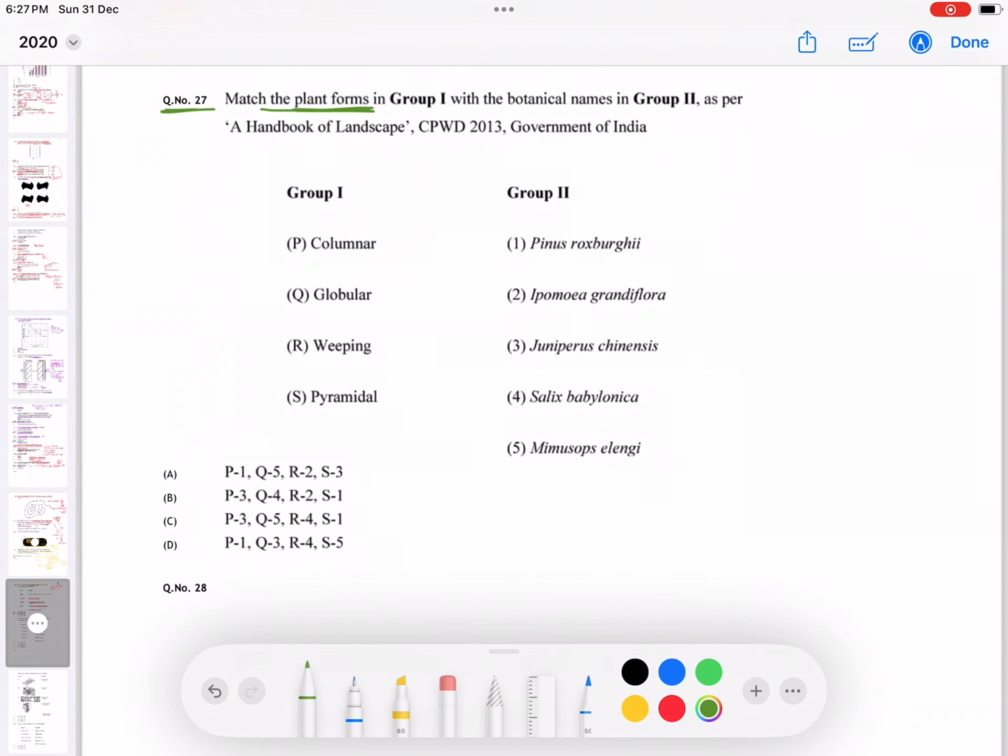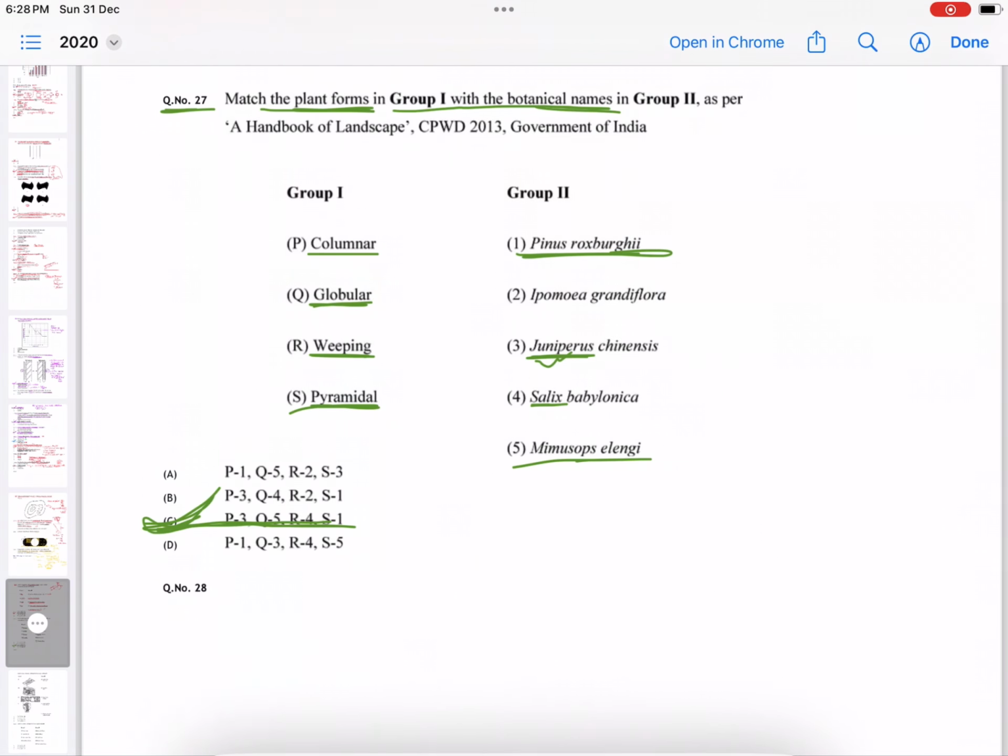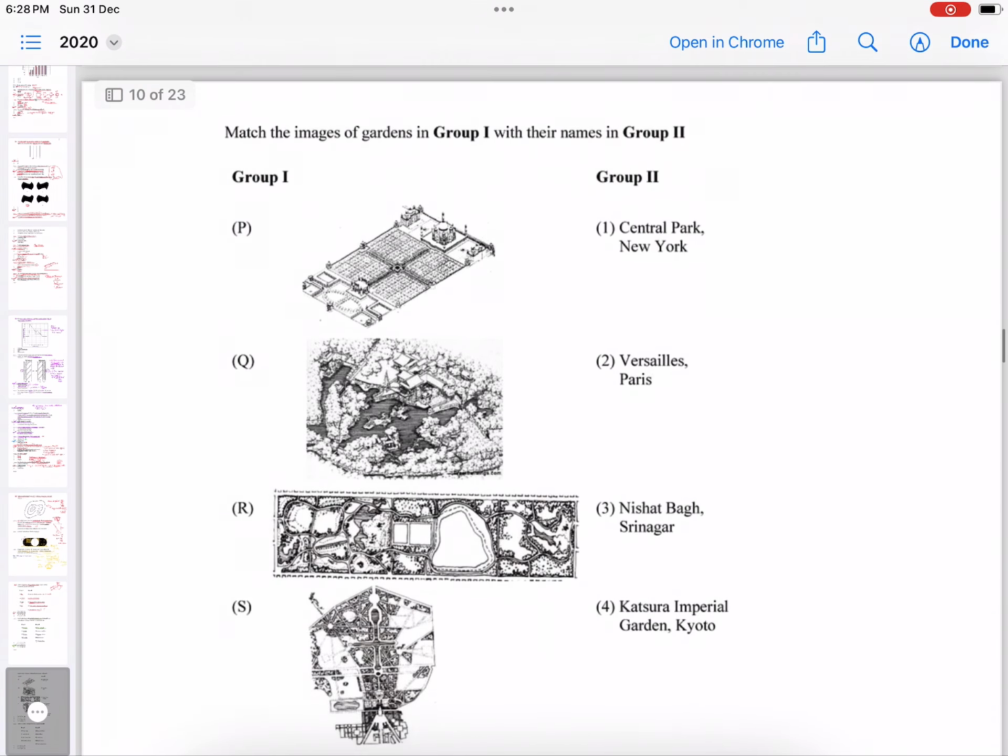Question number 27. Match the plant forms in group 1 with the botanical names. So columnar is Juniperus. Okay, it shows the form of columnar. Globular is Mimusops elengi, weeping tree is Salix, and pyramidal is Roxburghii. So the best match option is C1. There is nothing to explain in this question. You just have to remember the trees and their forms.